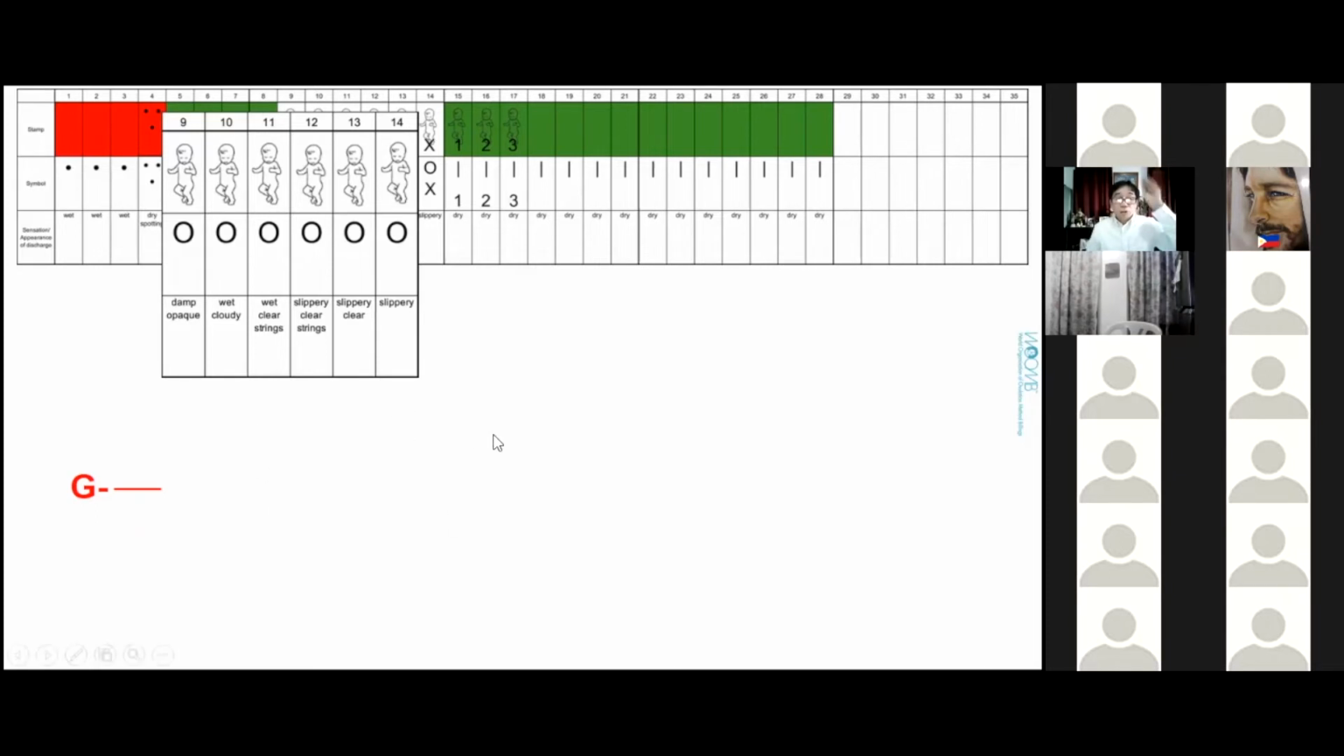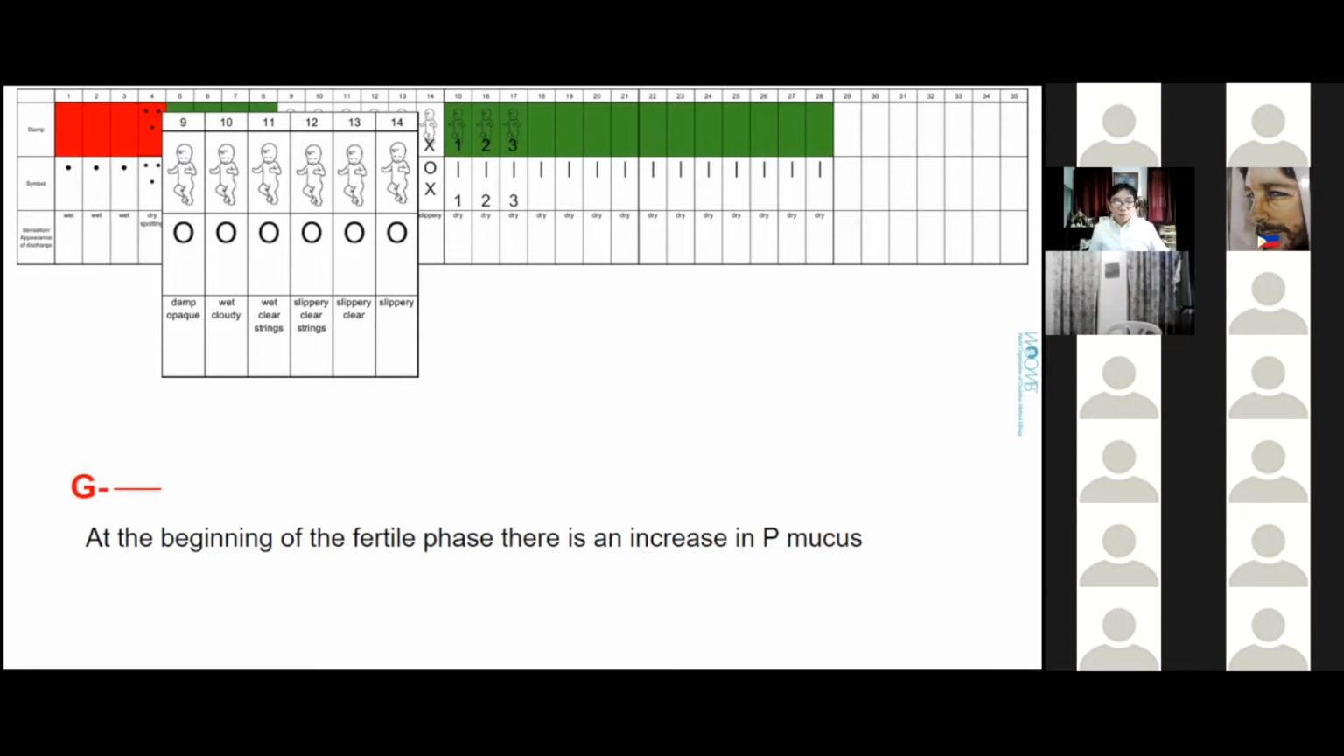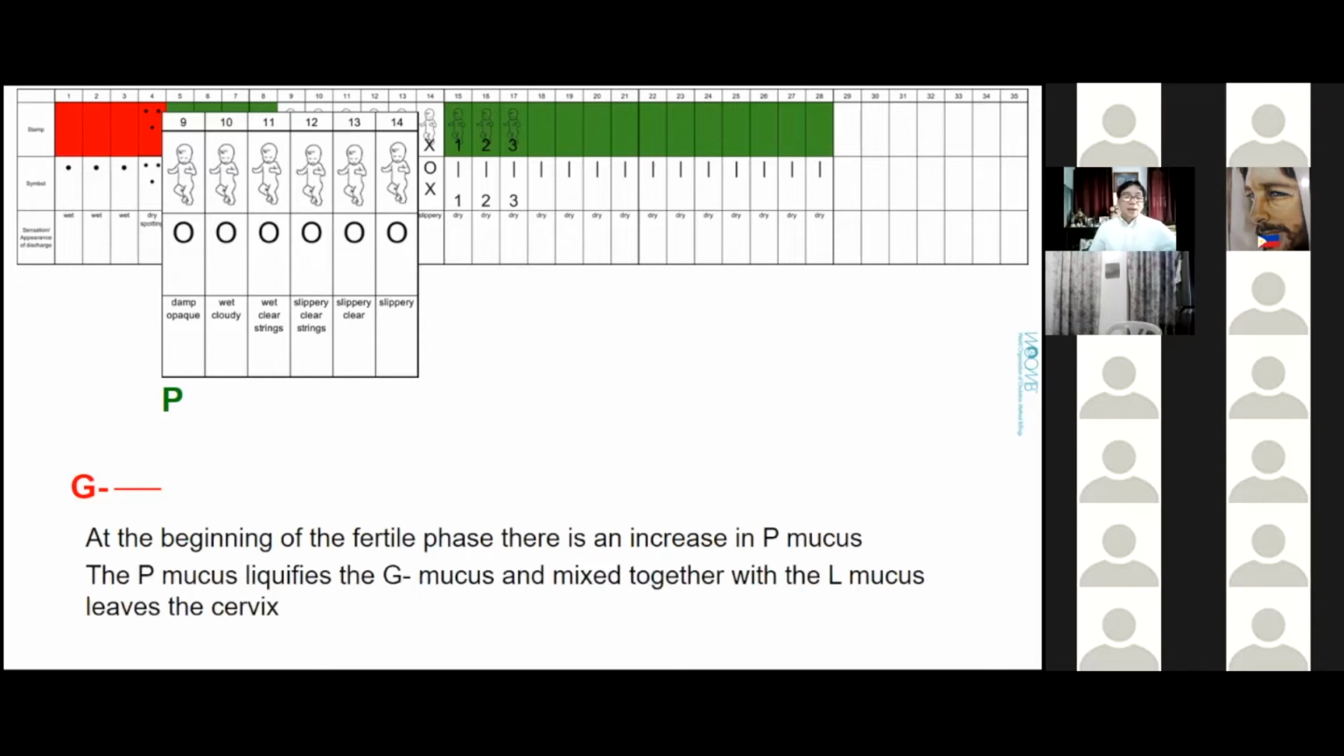Will start to open. At the beginning of the fertile phase, there is an increase in the P mucus. Attention, my dear teachers of the BOM. The first mucus that the cervix will start to make would be the P mucus, no? That is the first mucus that the cervix will produce. The P mucus now will liquefy the G plug.